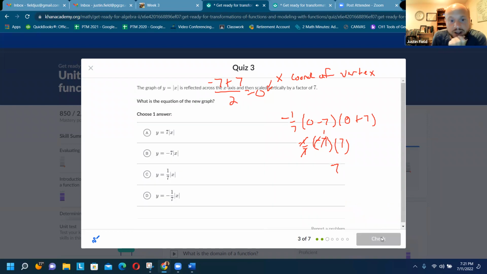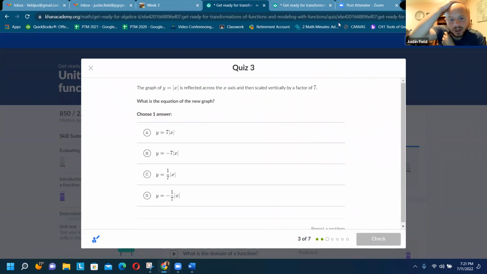Oh, I'm wrong. Okay. The graph of y equals the absolute value of x is reflected over the x-axis and then scaled vertically. Scaled vertically means there's a number out front. If it was scaled horizontally, then there would be a number inside parentheses or inside the absolute value. But anyway, there's a 7 out front, like here and here, not a 1/7. It's also reflected, so it should be negative. So it's that one. If it was reflected over the y-axis, there would be a negative inside.